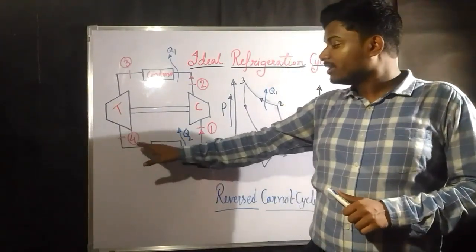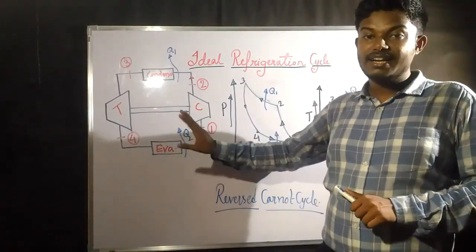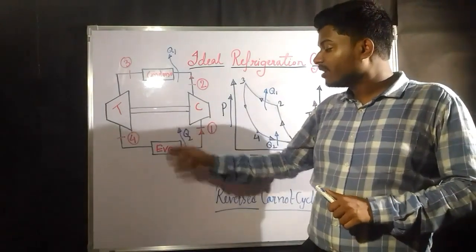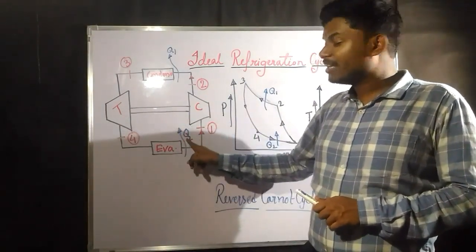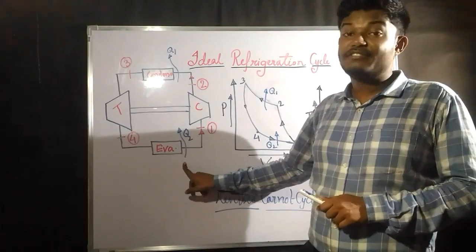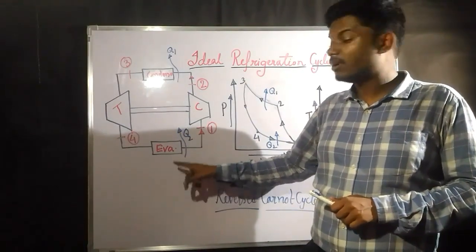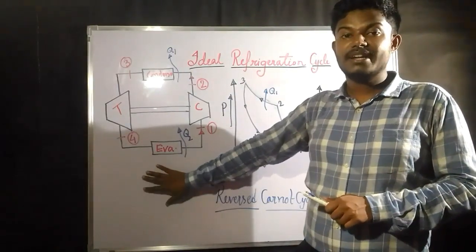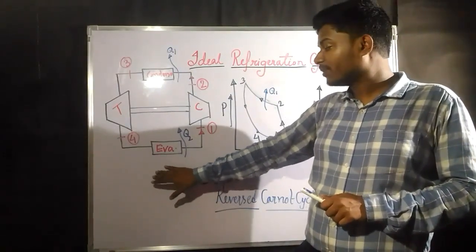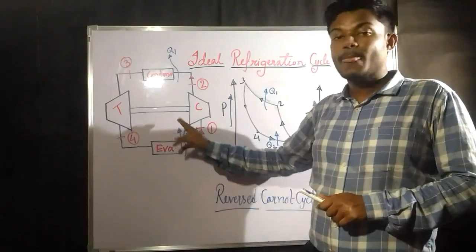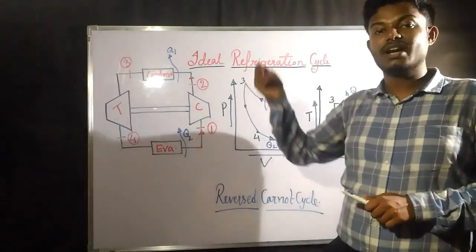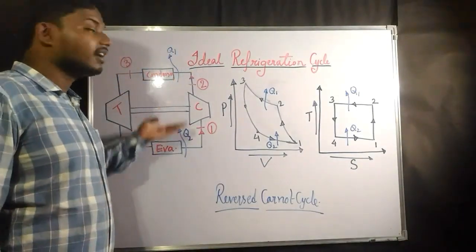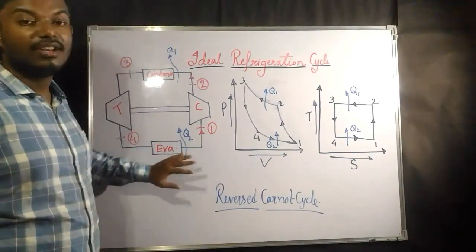Now that cold thing will again pass through the evaporator, and in the evaporator there is continuous phase change. Due to this evaporation, this amount of heat Q2, or you can say the refrigeration effect, is produced. Refrigeration effect means the amount of heat that is taken out from the space so that we can maintain a temperature lower than the atmospheric temperature. This Q2 amount of heat goes out as latent heat from the space where we need to maintain the temperature.